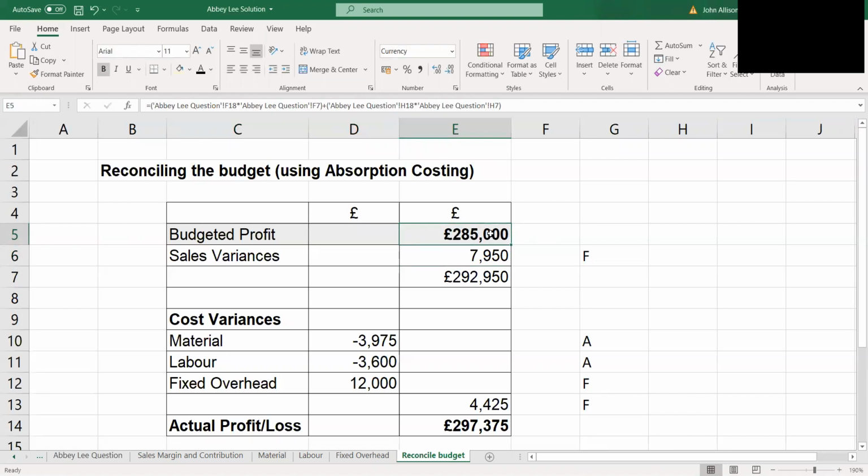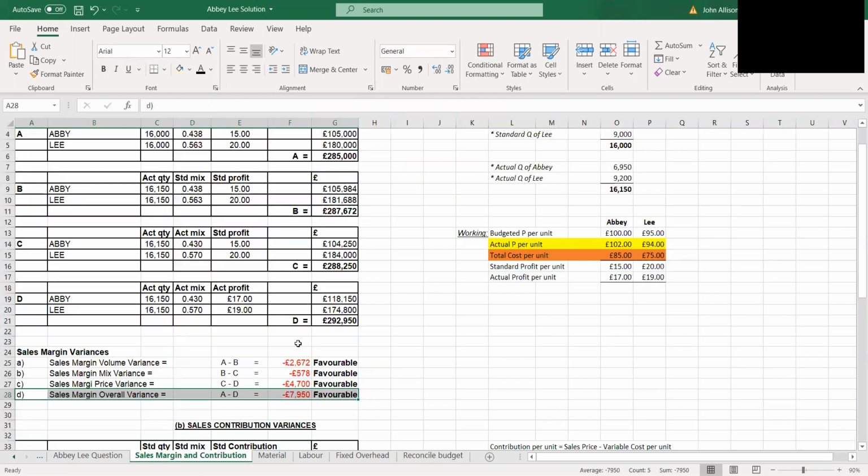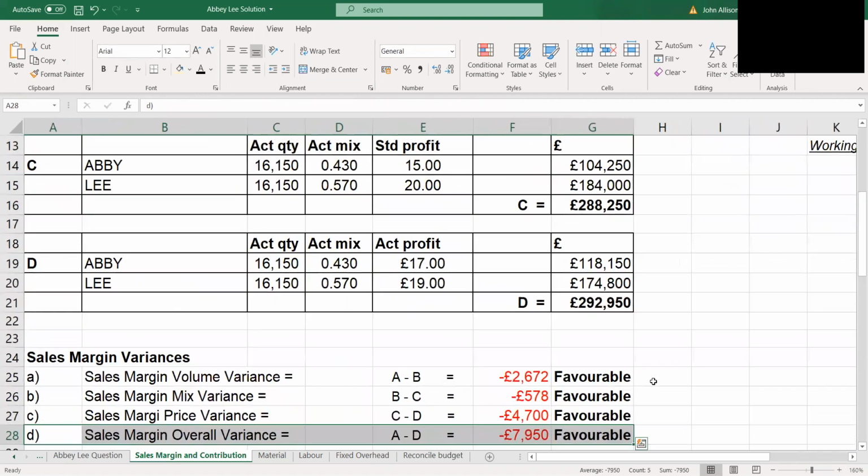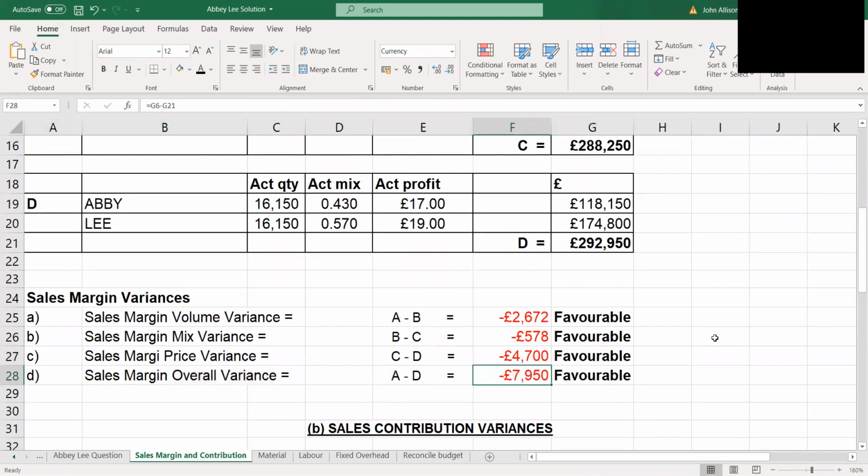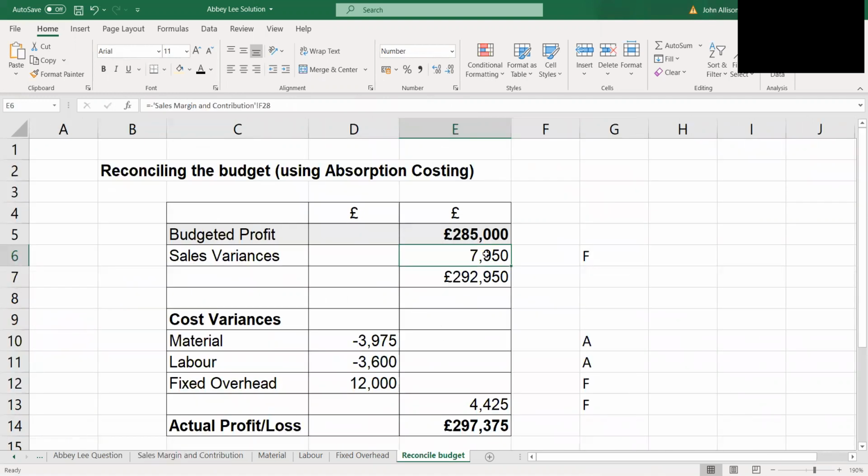We then want to add or subtract the variances as required. So first thing we'll do is look at the sales variances. If we look at sales, we can see the sales variance overall was a favourable variance of £7,950. So it's a favourable variance, we'll stick it in there. We'll write F just to remind us that it's favourable. So we've got 285,000 as the budgeted profit. The sales are £7,950 favourable, which means they're 7,950 quid higher than we anticipated. So that's going to increase the budgeted profit by that amount.